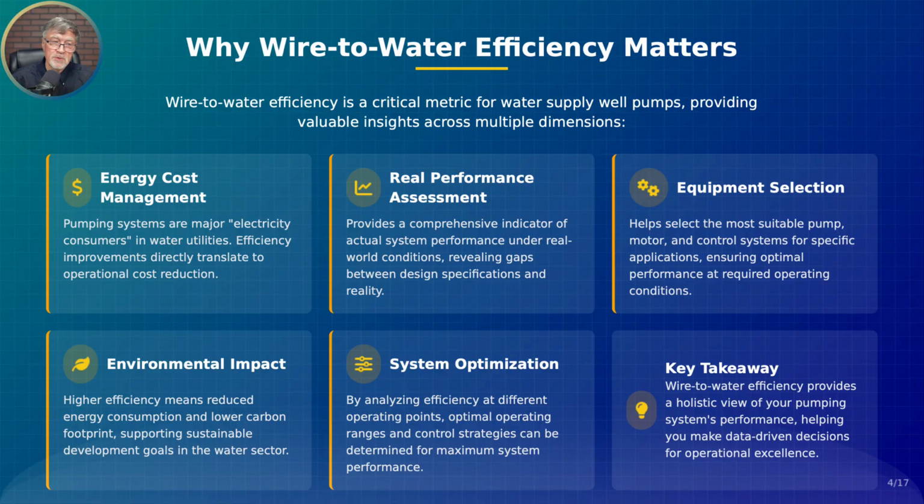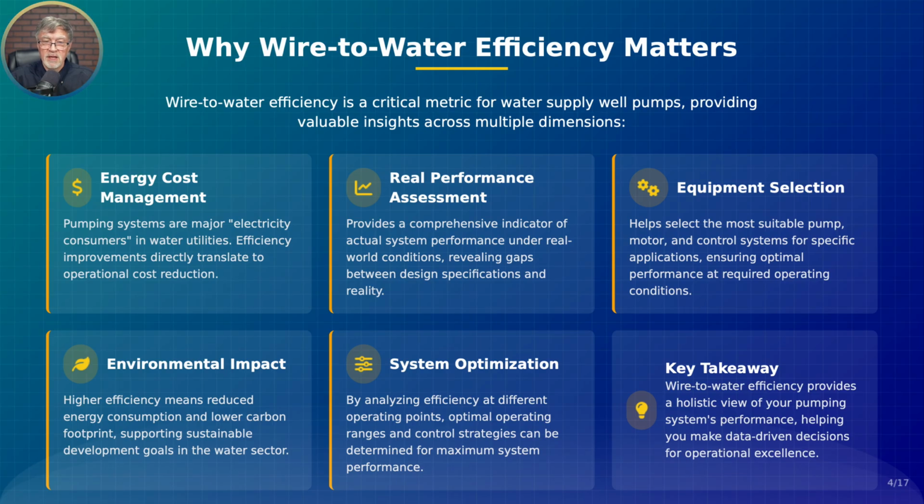So first is energy cost management. Obviously, pumping systems are major electricity consumers in water utilities, so efficiency improvements in those pumps and motors are going to directly translate to operational cost reduction. Real performance assessment: it provides a comprehensive indicator of actual system performance under real world conditions, revealing gaps between design specifications and reality. But really it's a real time and important measure that you can track by trends, like I mentioned, and the trends are what's important here.